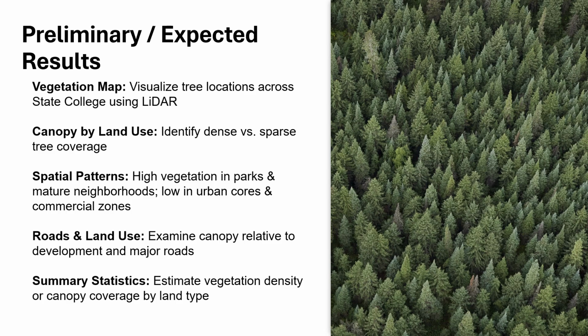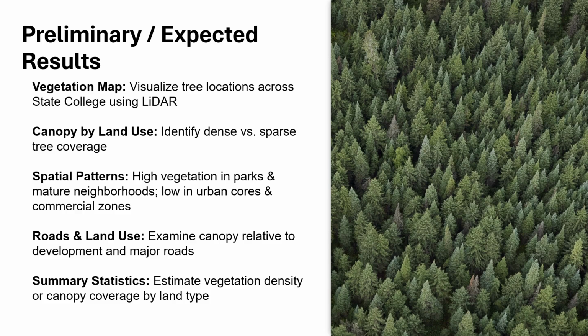I expect to identify areas with the highest and lowest tree coverage, measure average tree heights, and visualize canopy distribution. These results will help provide insight into urban green space, as well as areas where planting initiatives could be prioritized. Utilizing the LiDAR data, I expect to produce a vegetation distribution map showing the locations of trees and other vegetation across State College and the surrounding areas. By analyzing these classified points, I anticipate being able to identify areas with dense versus sparse tree coverage and examine how canopy presence varies across the different land uses.